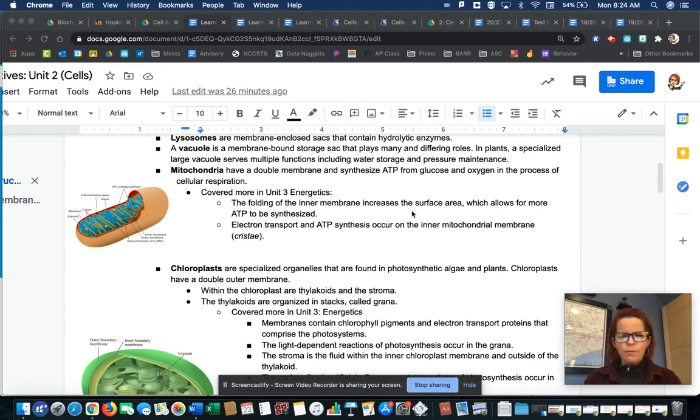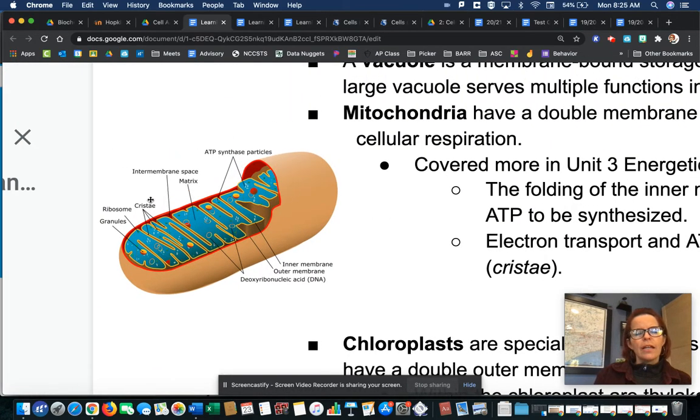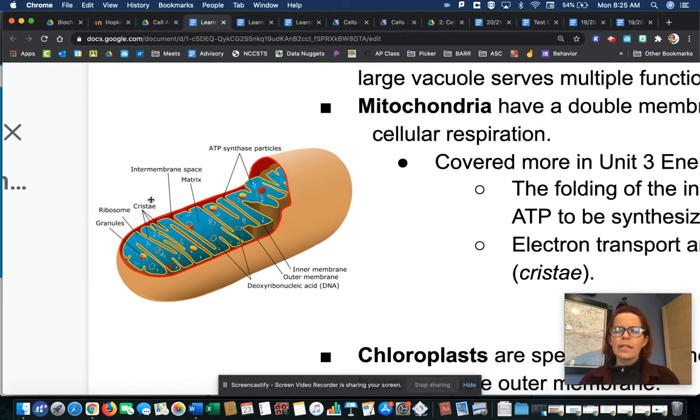Other things, the folding of the inner membrane increases the surface area. Oh, super important, because we're going to have all this conversation about surface area to volume ratio. So if you look at both the chloroplast and the mitochondria, but we're talking about the mitochondria right now, look at all the folds that take place inside of the mitochondria. That is increasing the surface area of the inside of the mitochondria. Those folds are called cristae.